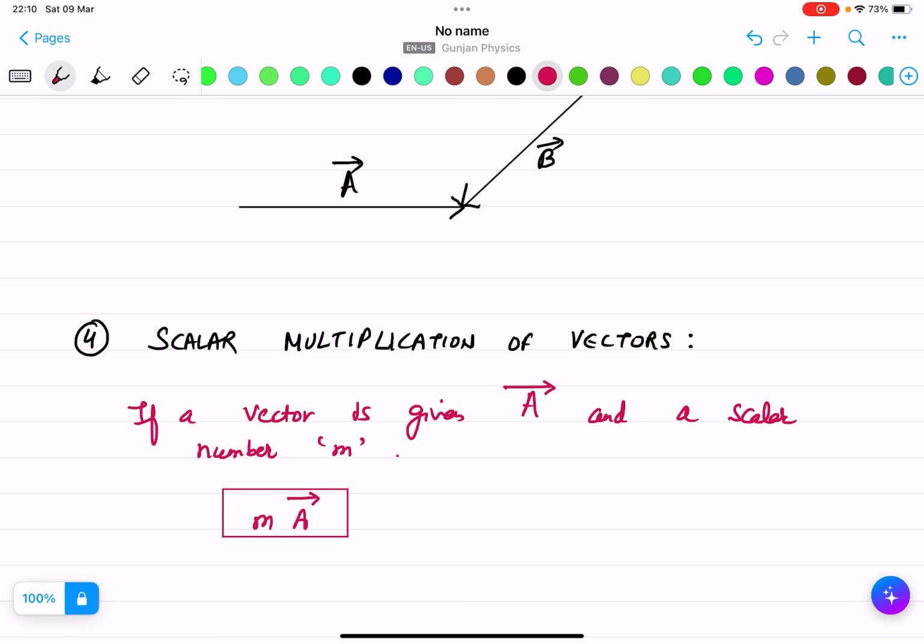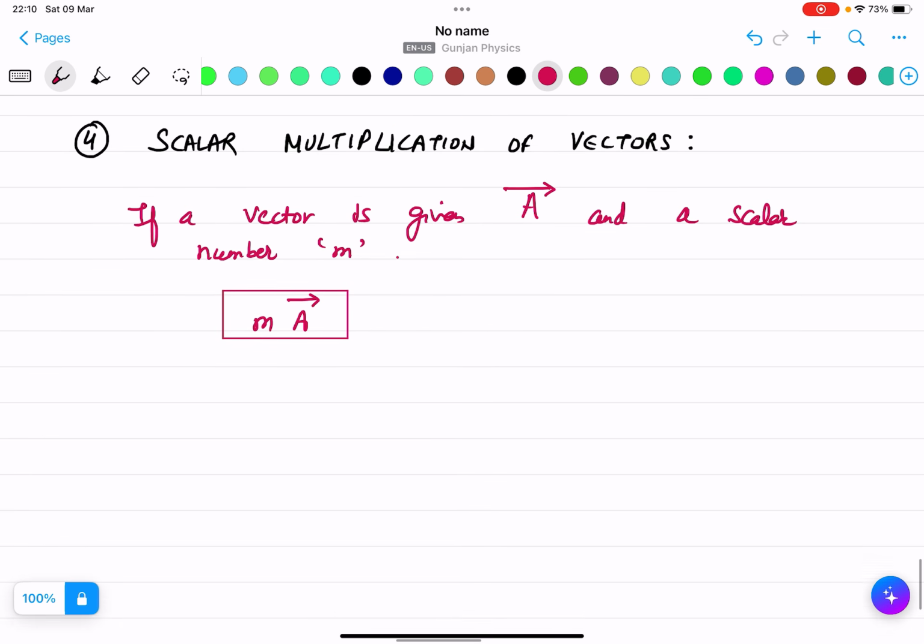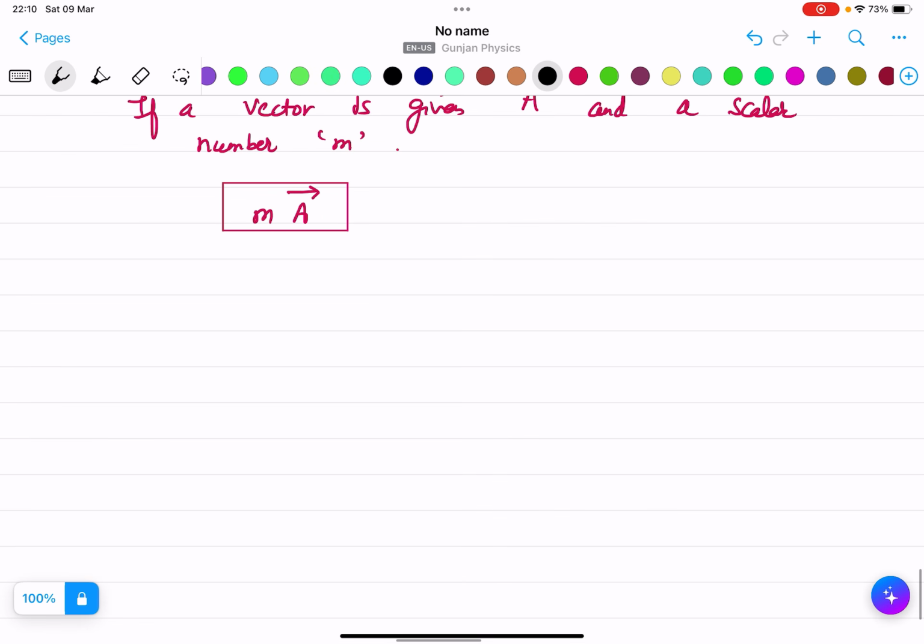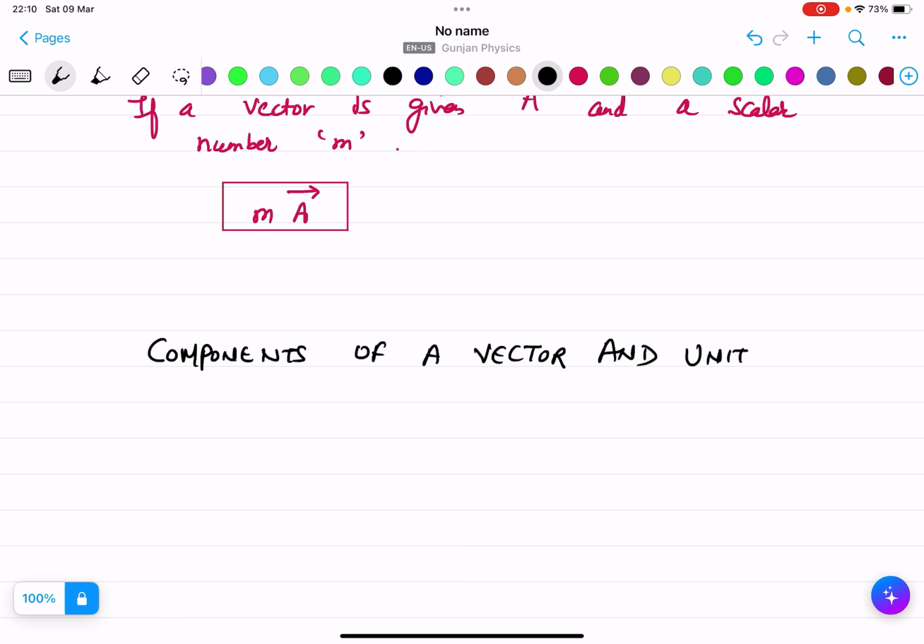Now components of a vector and unit vectors. Please write the next heading, very very important. Components of a vector and unit vectors.